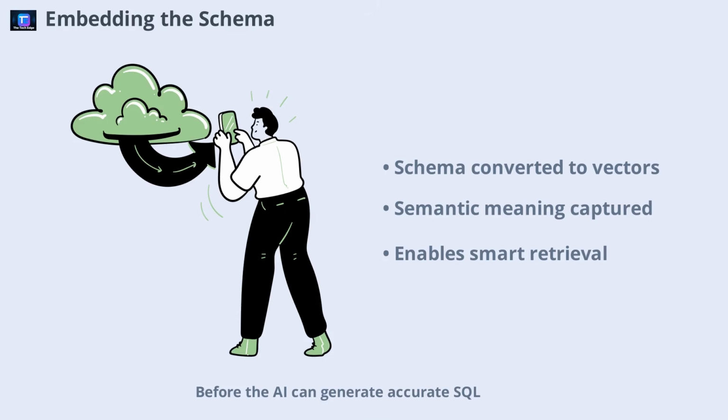Before the AI can generate accurate SQL, it needs to understand your database's structure. This is done by converting table names, column names, and even sample data into numerical vectors using Hugging Face embeddings. These vectors capture the semantic meaning of each schema element, allowing the system to later retrieve the most relevant context for any question. This embedding process is the foundation for smart, context-aware SQL generation.